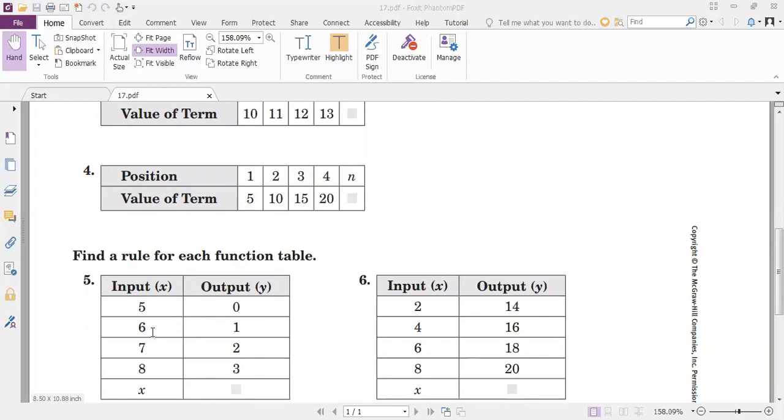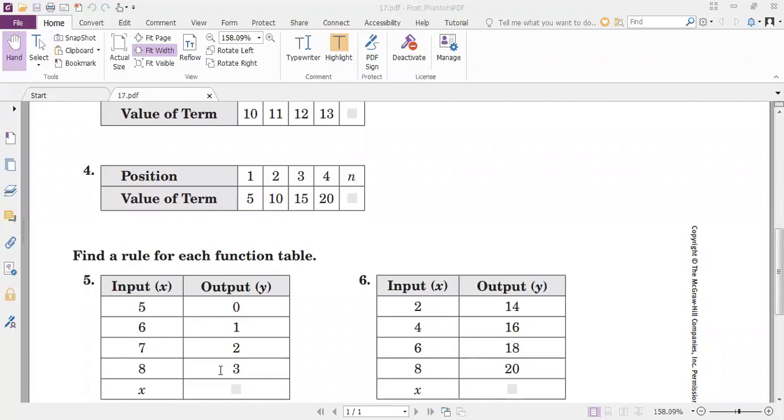If you have 6, it becomes 1. 7 in the input, the output will be 2. If I have 8, the output will be 3. What is the rule here? If you know the rule, please raise your hand.